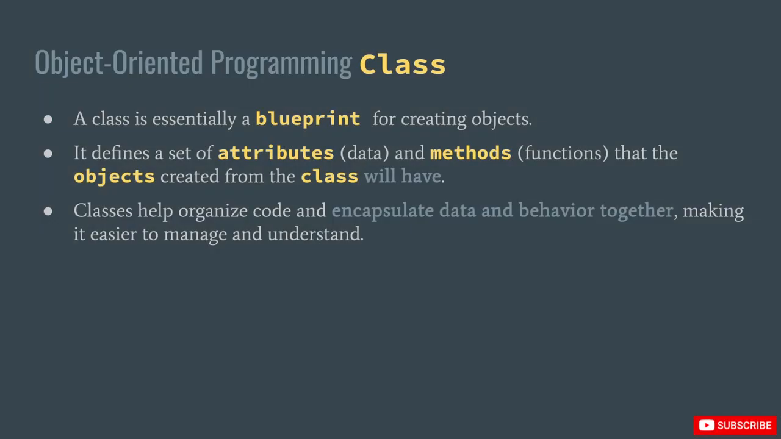In object-oriented programming, a class acts as a blueprint for creating objects. It defines the attributes, or data, and methods, or functions, that objects created from that class will share. Classes play a key role in organizing code by bringing together data and behavior. This approach encapsulates related information and functionality, making our code easier to manage, reuse, and understand.